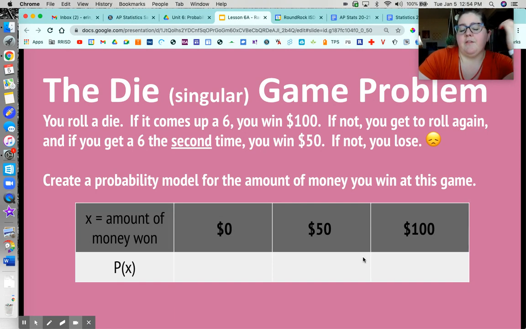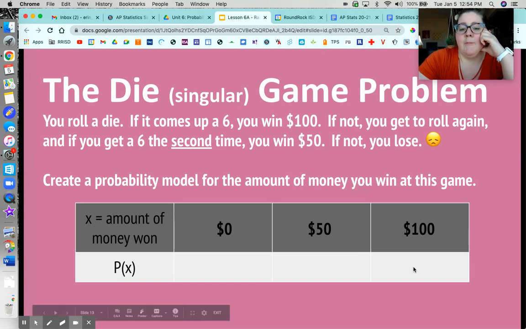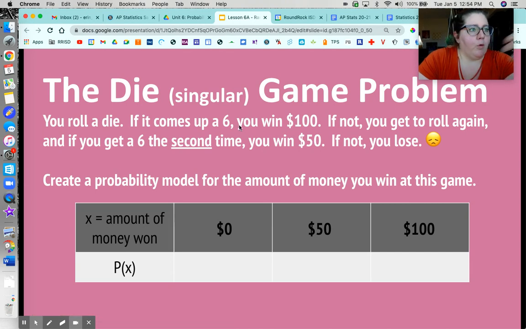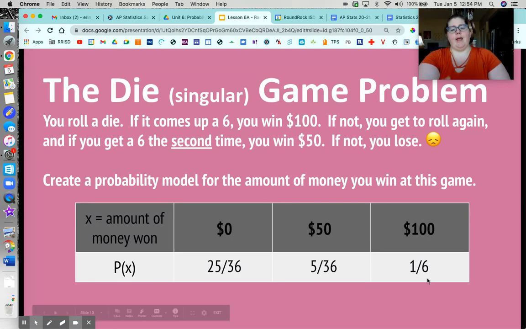Now in terms of finding the probability, you can still do a tree diagram if that helps you organize your information, but we can also figure out the numbers from this. I'm going to start with the $100. The way I win $100 is by rolling a 6. I'm rolling it one time, and I roll a 6. So I just have to think about the probability of rolling a 6. On a regular fair 6-sided die, there's one 6 out of 6 sides total. So that $100 would be 1 out of 6.